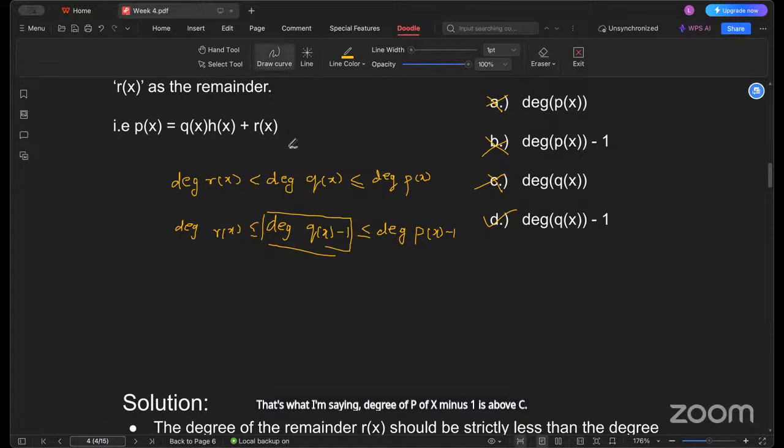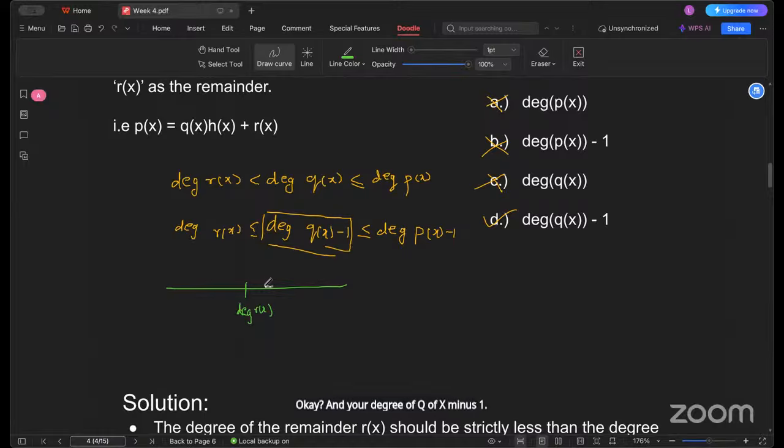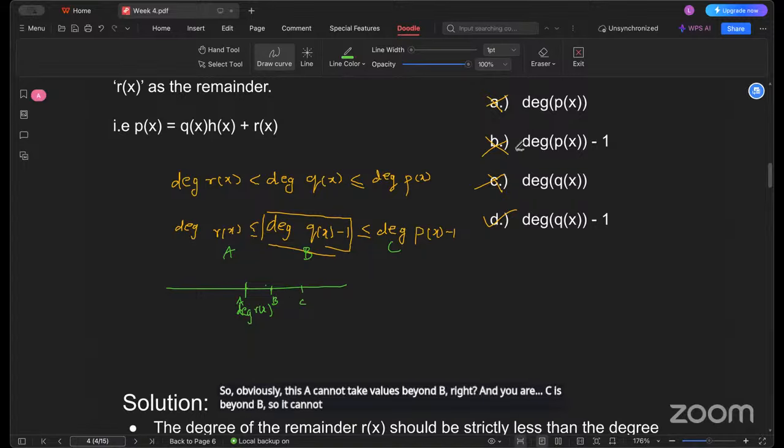See, your value of degree of R of x is somewhere here on the real line. So this is your degree of R of x. Okay, and your degree of Q of x minus 1 may be somewhere here. Let's say this is A, B, C. So obviously this A cannot take values beyond B, right? And your C is beyond B. So it cannot definitely take this value, right? Got it?